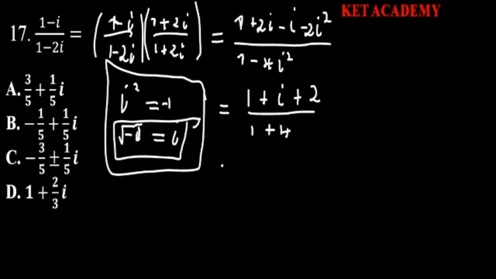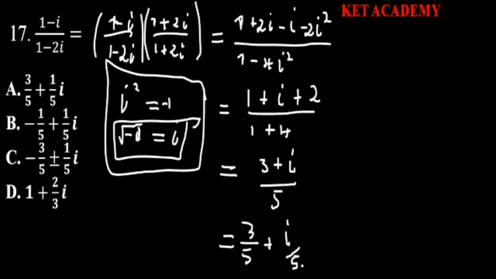So this will give us (3 plus i) divided by 5. Breaking it down, we are going to have 3 divided by 5 plus i divided by 5. Looking at our options, we see that option A is the correct answer. So we're going to have that as our solution.